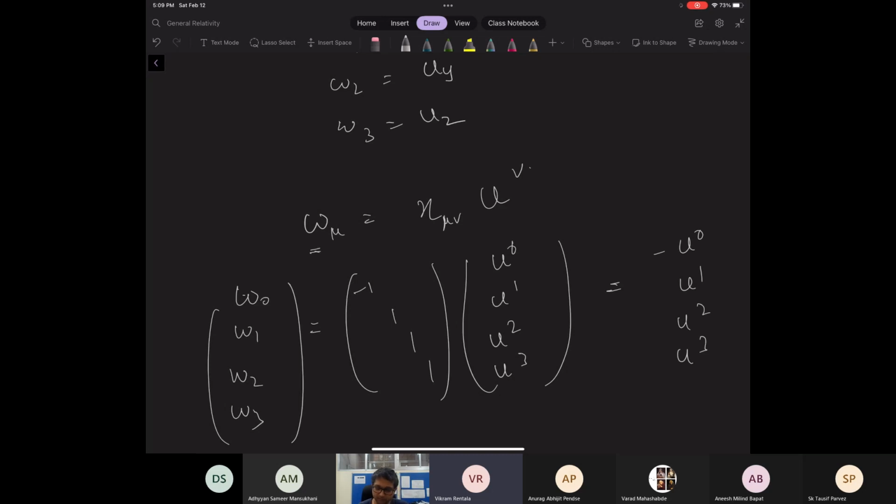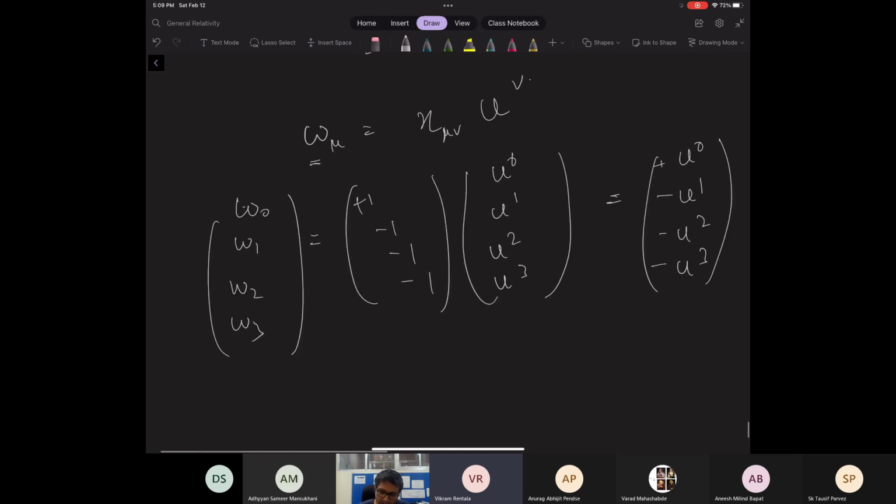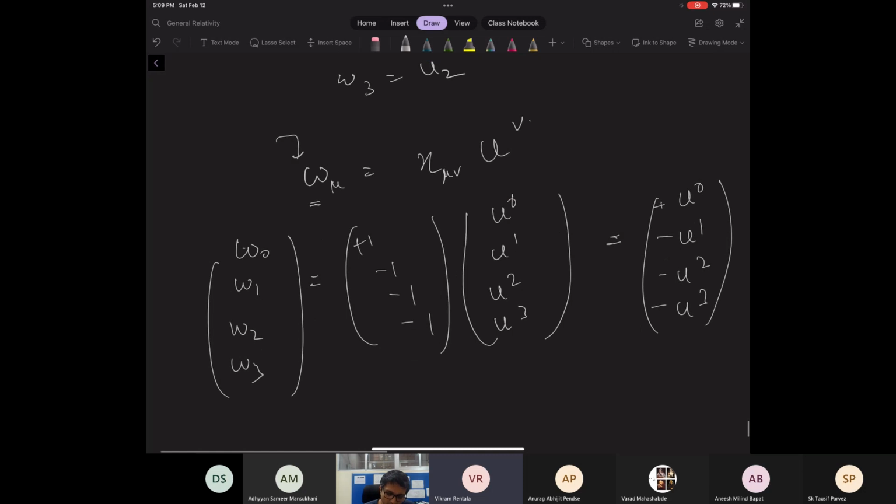Or, if you remember from the special relativity class, if we use a different signature, instead of 1 minus and 3 plus, we use 1 plus and 3 minus, then you get u0, minus u1, minus u2, minus u3. And this is exactly what we called a covariant vector. The dual vector is what we called a covariant vector, and the vector is what we called a contravariant vector.